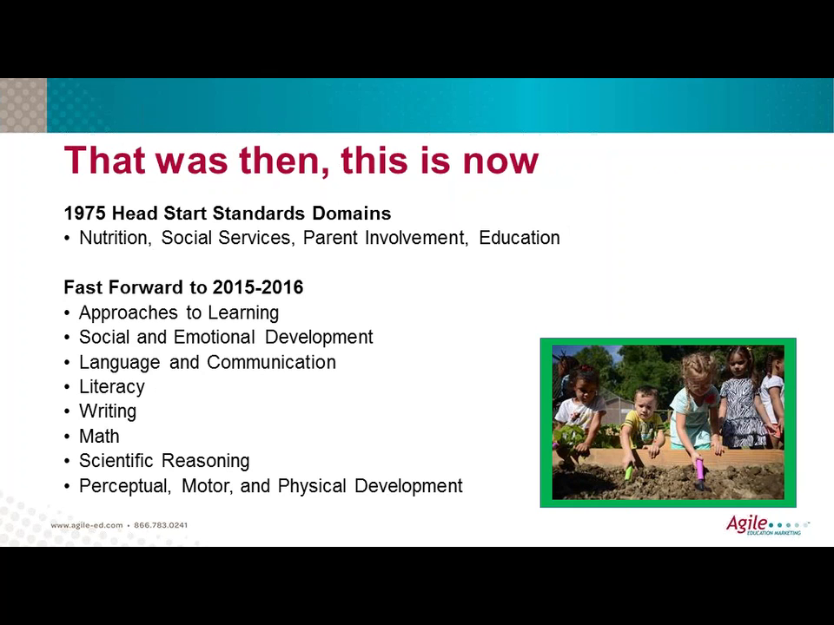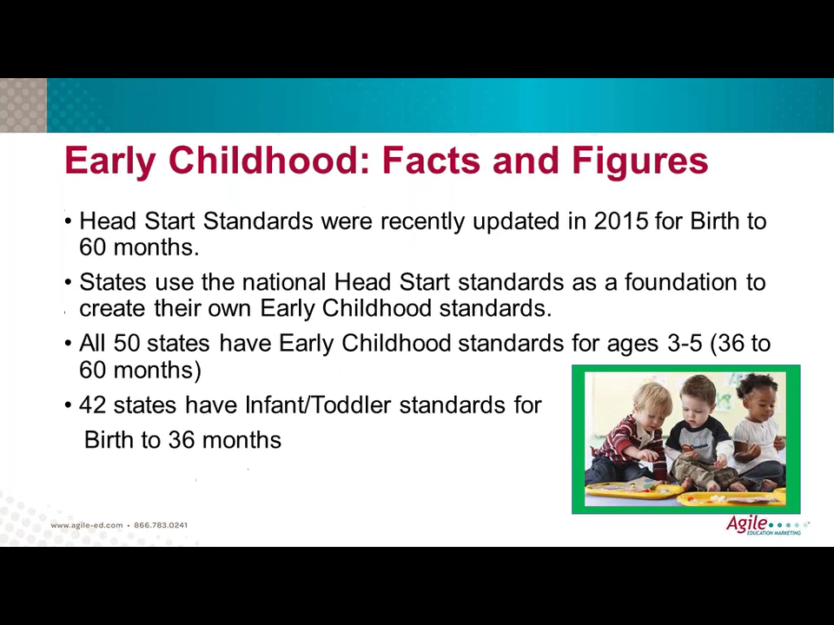So when looking at these Head Start standards, the original version was really written with a parent and teacher in mind, as opposed to listing the skills that the student needed to achieve. Now, if you fast forward, where in 1975 it really covered nutrition, social services, parent involvement in education, now there's a list of skills that are focused on the student and what they can do. So, as we'll talk a little bit more about, the social and emotional development, approaches to learning, literacy, writing, etc.